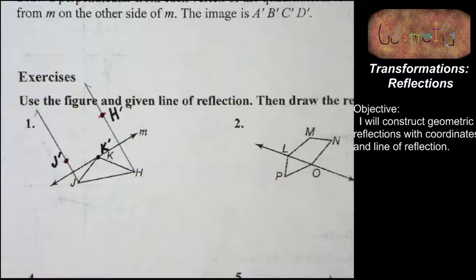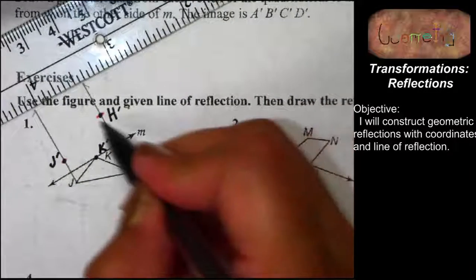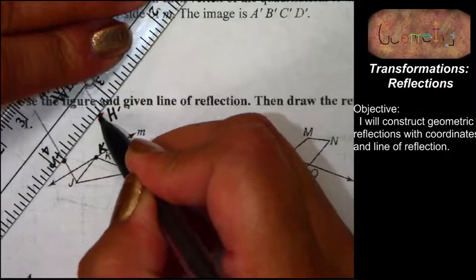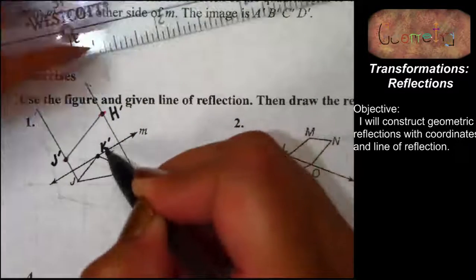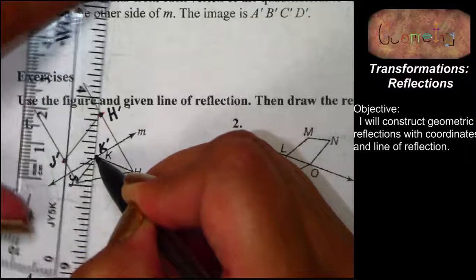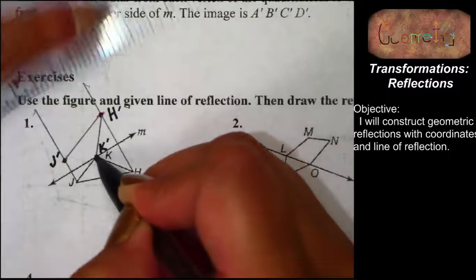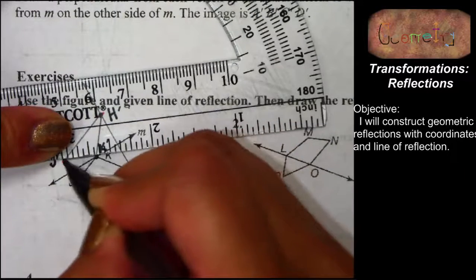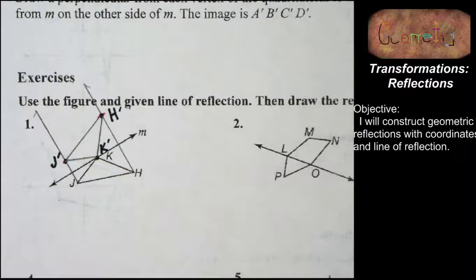Because we want to move the entire figure, time to take out our straight edge again and connect the vertices in the same order that they were connected originally, just like we did in translations. So J and H were connected, so J prime, H prime are connected. HK, so H prime, K prime, and JK, and J prime, K prime. And there's my reflection.